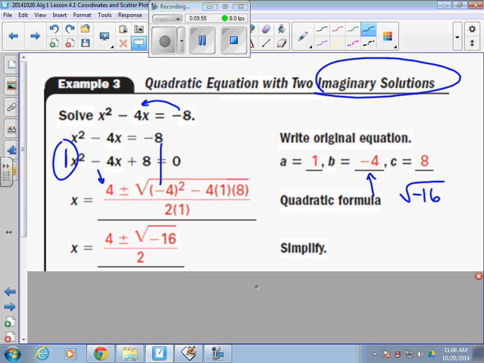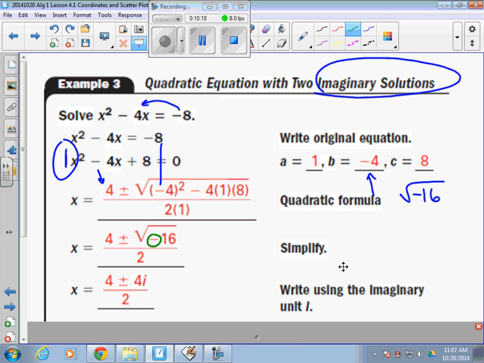So now notice, you have to have an imaginary solution because of this negative value. And more importantly than that, you're going to have two imaginary solutions because it's both plus and minus. The square root of 16 times i is going to give you 4i. So when we simplify that further, you get 4 plus or minus 4i divided by 2.